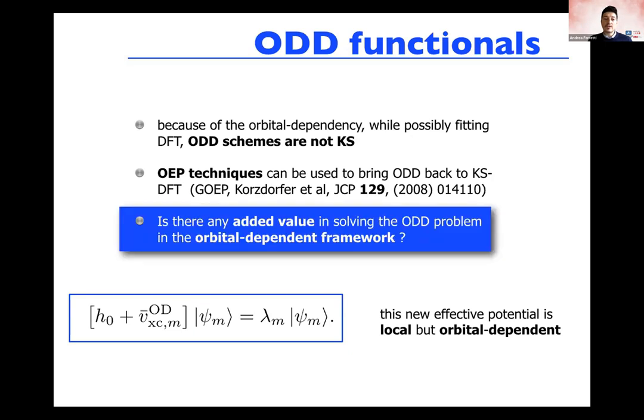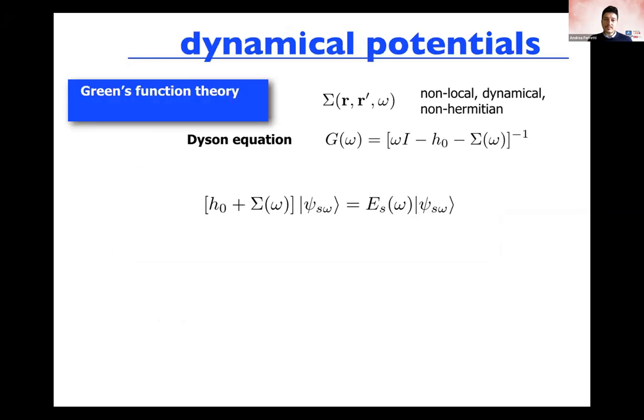But then the question here is: is there any added value in solving the ODD problem in this orbital dependent framework? And let me also remark that asking this question, what is the framework we are using to solve our electronic structure problem, is quite an important one. So we have to expect different behaviors if you are solving a system within Kohn-Sham or within, for instance, generalized Kohn-Sham, to name two, as very nicely remarked by Leeor Kronik a couple of days ago.